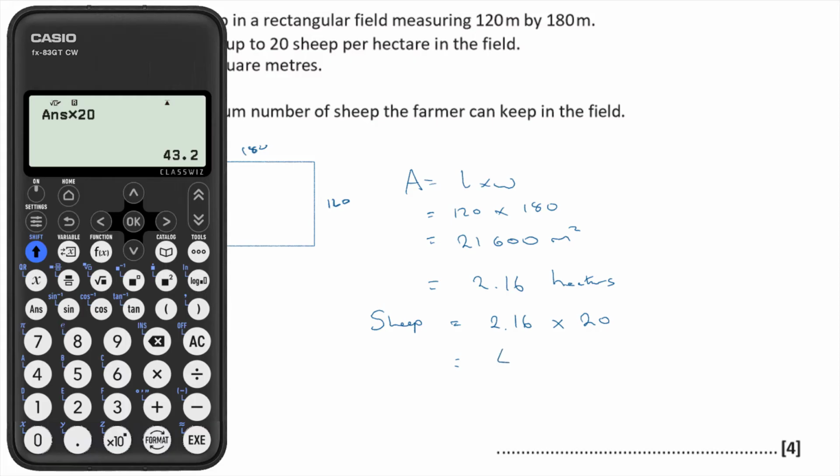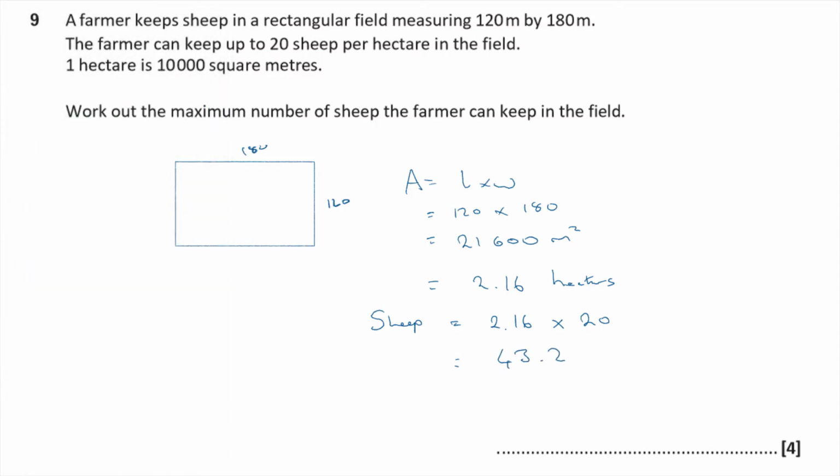Okay, so he could keep 43.2 sheep in his field, but I don't think he'd want to keep 0.2 of a sheep, would he? It would be quite messy. So I think it's going to round down in this case, to 43 sheep.